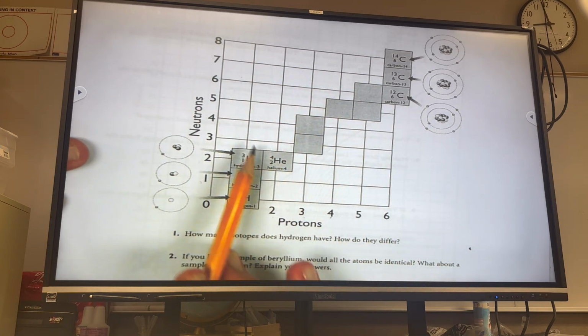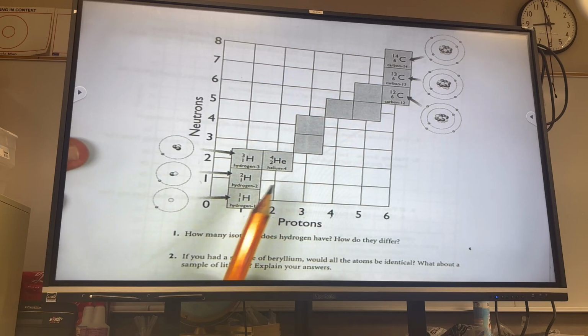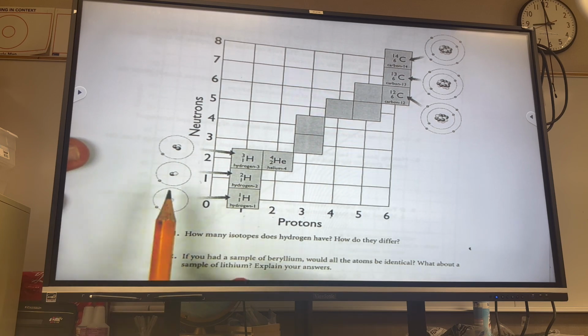Electrons aren't part of this graph because when we're doing everything but nuclear chemistry, we're concerning ourselves with the electrons. When we're doing nuclear chemistry, we're concerning ourselves with what's in the nucleus, which is the protons and neutrons.